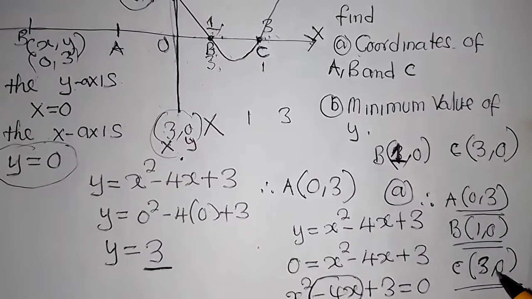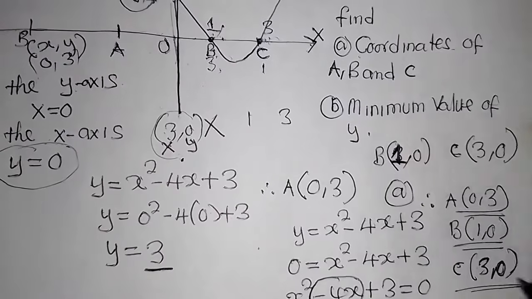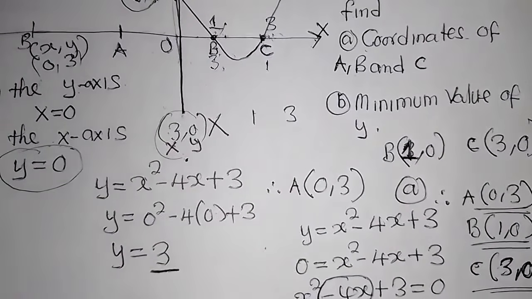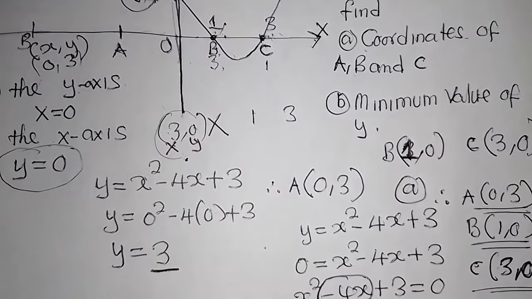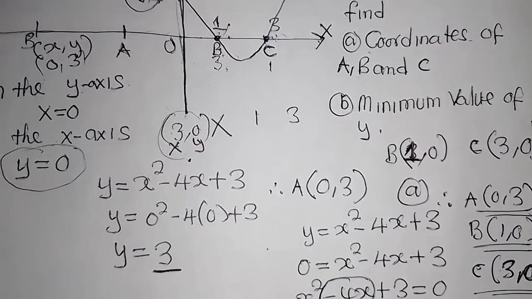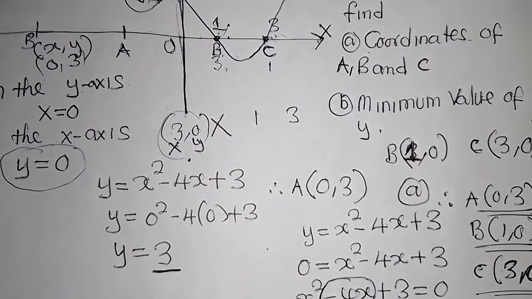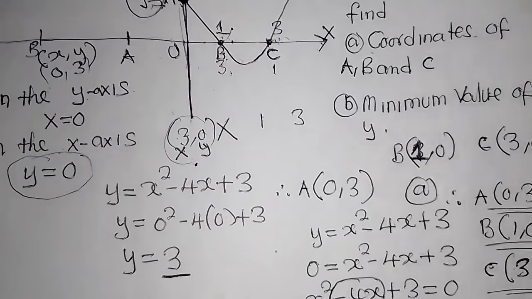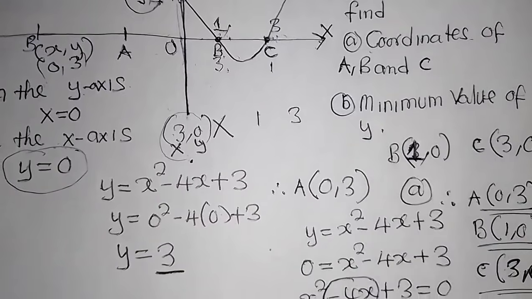3,0. This is how you need to answer these questions. Have you seen the way I'm answering these questions? This is the way that you needed to answer these questions. So this is how you were supposed to answer these ones. Have you seen? This is how you need to answer them.